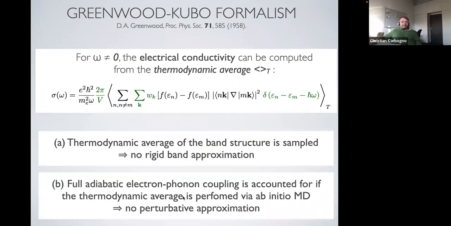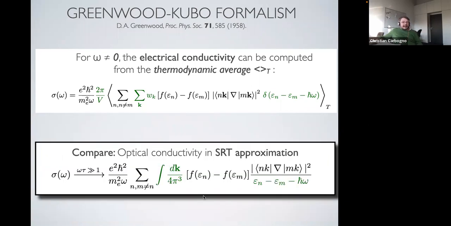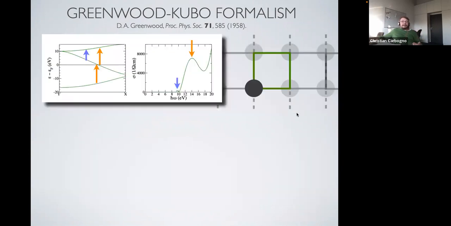What does this mean? Here, we're doing again a thermodynamic averaging. So there's no rigid band gap approximation; all the renormalization of band gaps, effective masses, and everything is intrinsically taken into account. There's also no perturbative expansion. So we do everything consistently with self-consistent wave functions. And then we get this expression, and we can again evaluate it for this toy system.